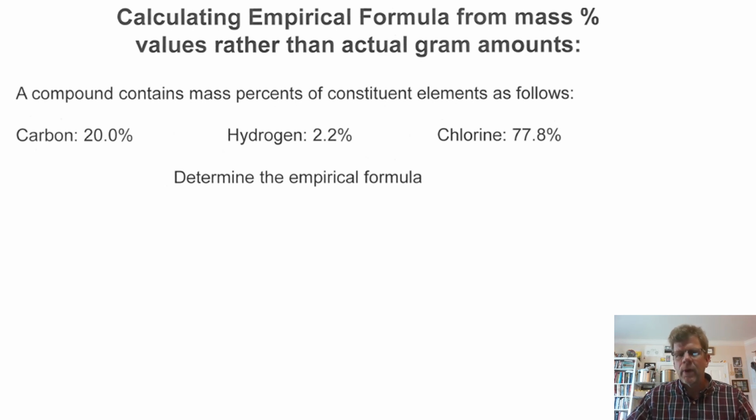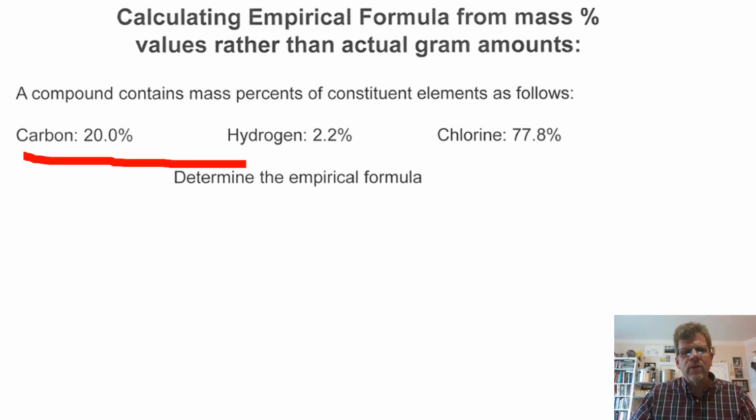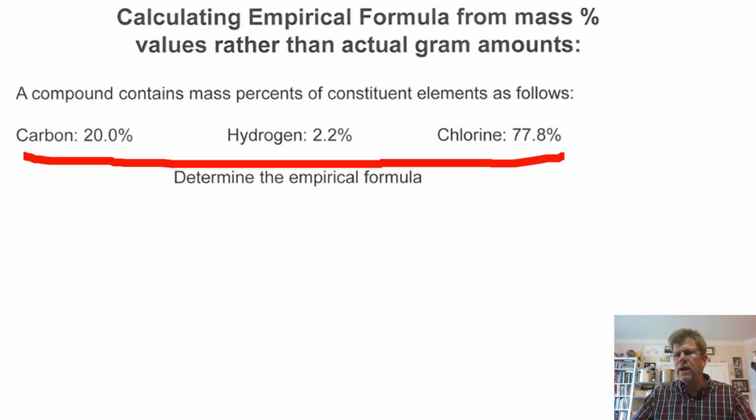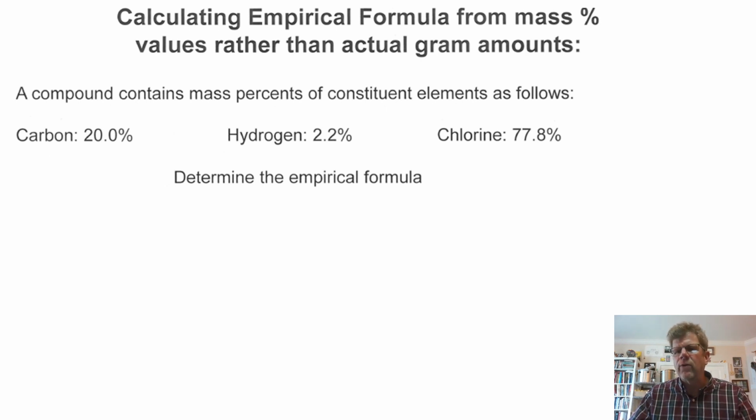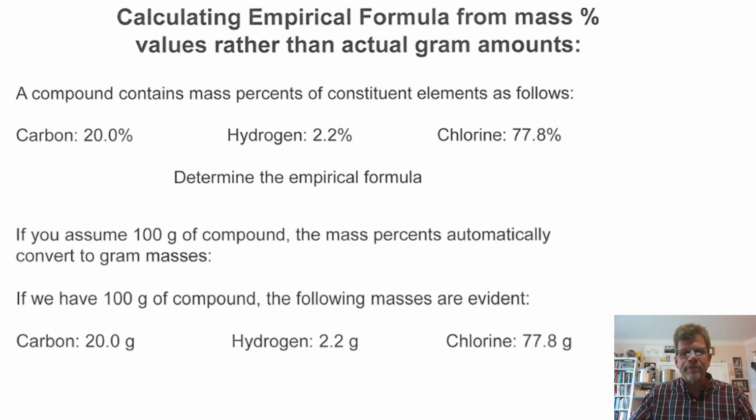Well, if you'll remember, mass percents are for any amount of the compound. Any gram mass of the compound will always have these mass percents that we see here, whether it's 1 gram, 100 grams, 1 billion grams, or whatever. So we can determine how much of our compound we want. And I'm going to make that determination as exactly 100 grams.